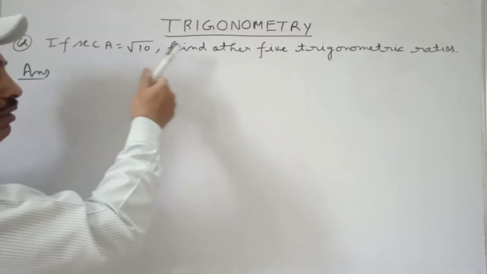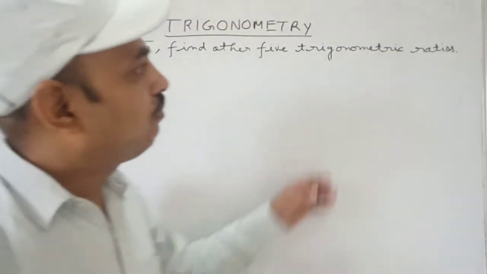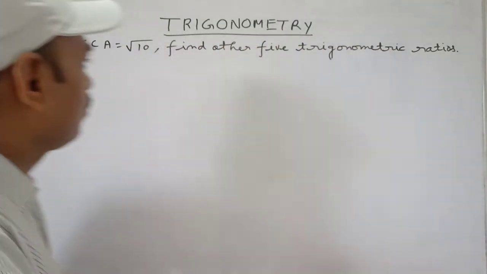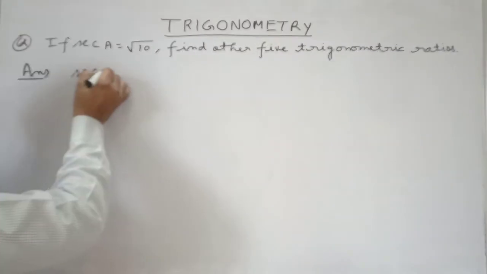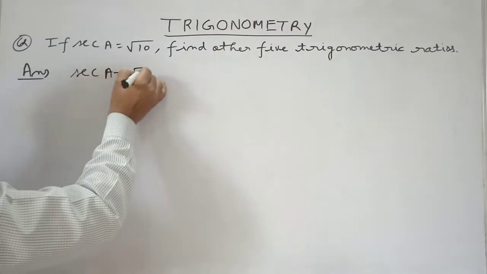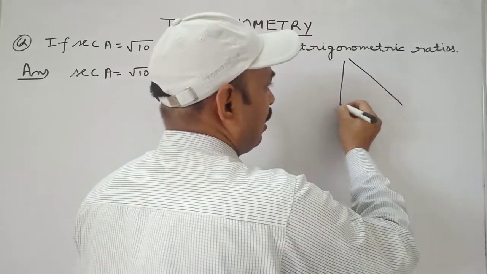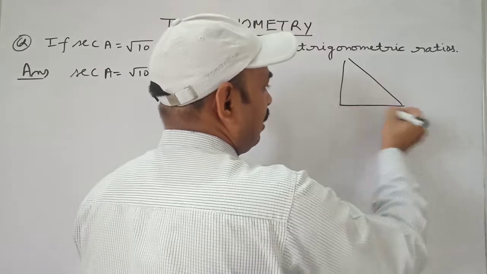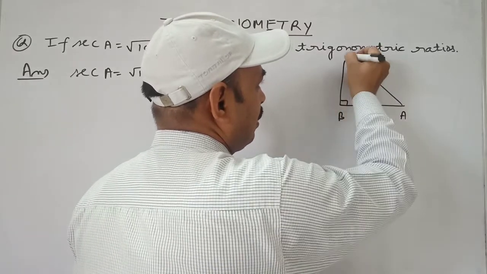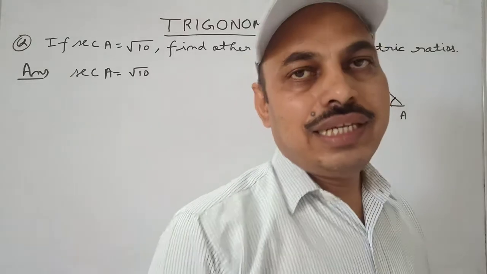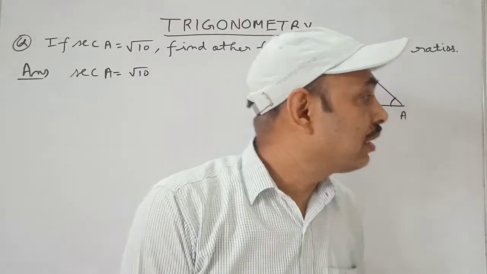Question is, if sec A equal to root 10, find other 5 trigonometric ratios. So we have sec A equal to root 10. Suppose we have right triangle ABC, in which angle A is acute angle.